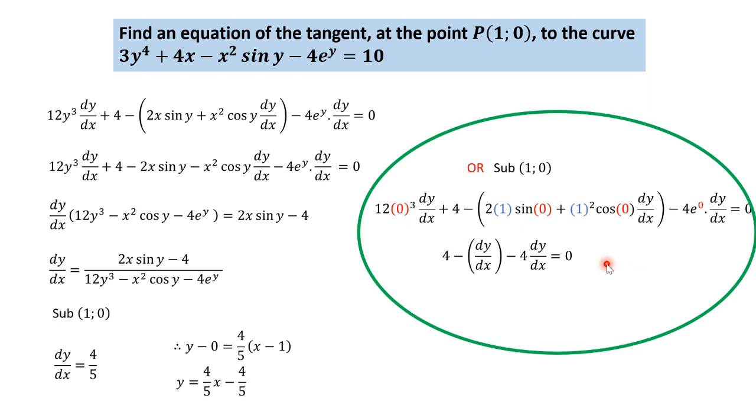And when I simplify that or solve for dy/dx, I end up with the same answer of dy/dx equals 4/5, and I've saved a whole lot of time by not having to do all this and taking care not to make silly errors. Okay, and obviously once I'm there, I then sub in my point, and I get to the same conclusion.